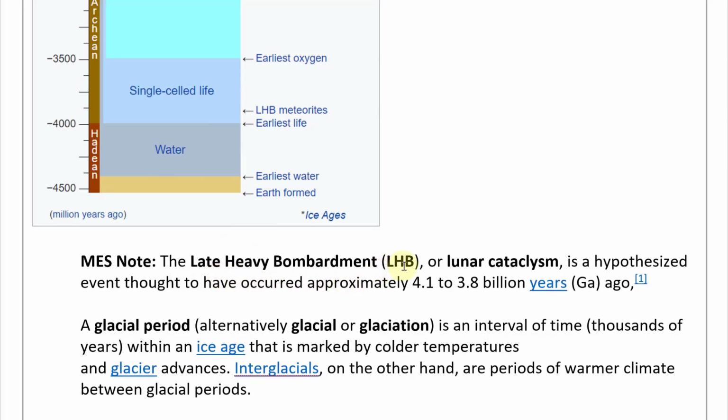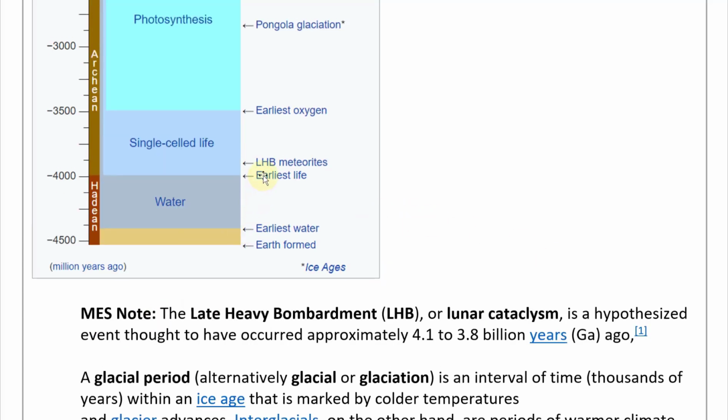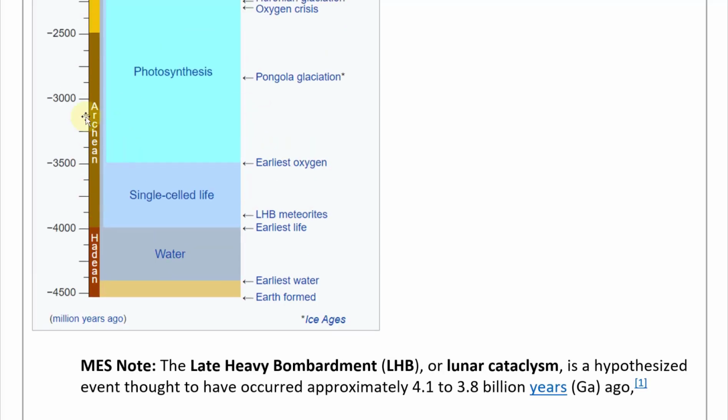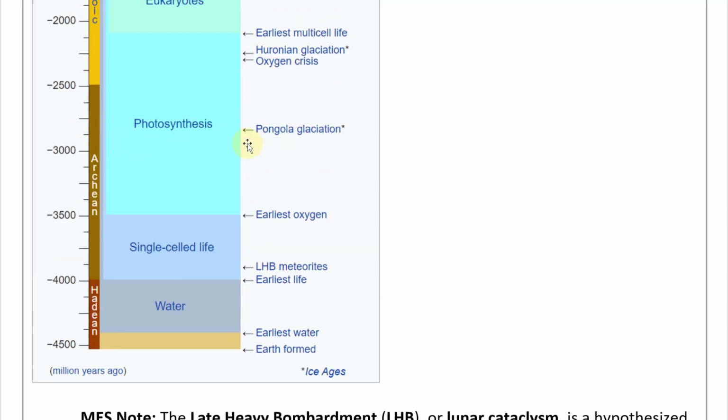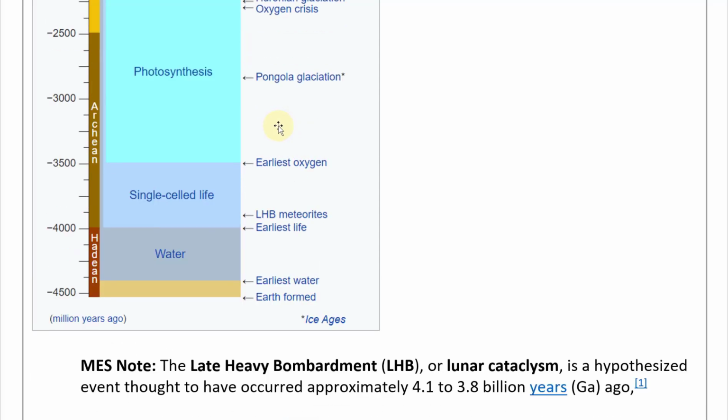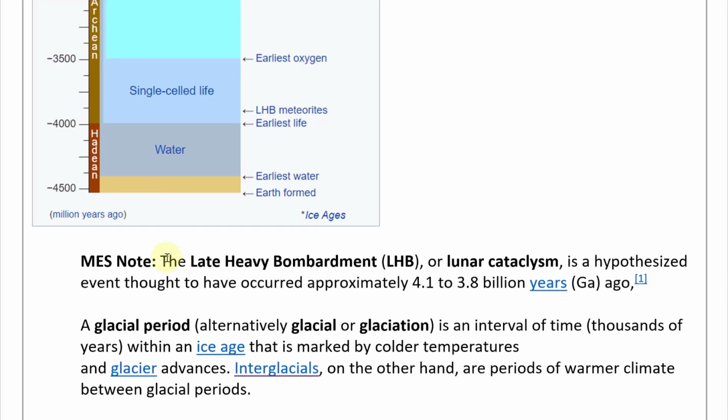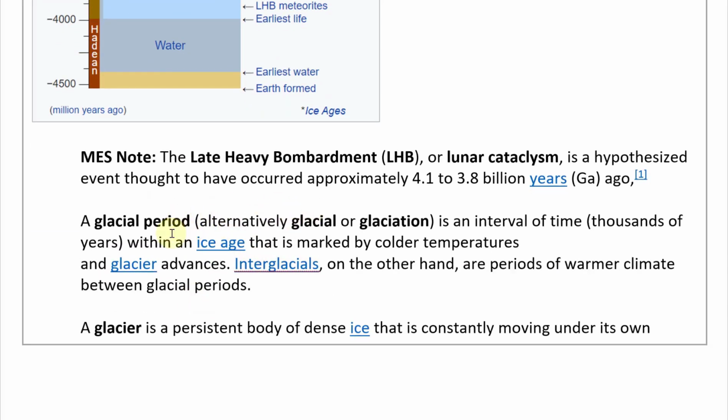That's the late heavy bombardment, or LHB, or lunar cataclysm. The lunar cataclysm is a hypothesized event thought to have occurred approximately 4.1 to 3.8 billion years ago, or Ga, for giga, I think. Then you have earliest oxygen, 3.5 billion years ago. This is the Archean period. And then you got this Pongola glaciation. I think that's how you pronounce it. It's a bit tough. I had to pause the video and Google each pronunciation.